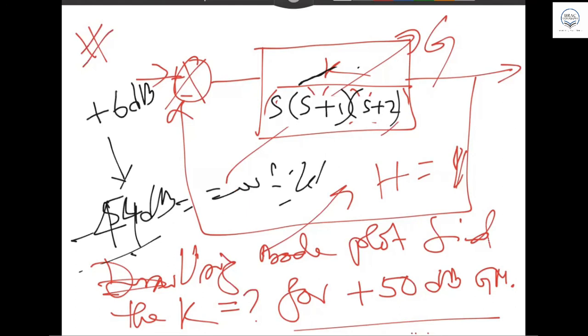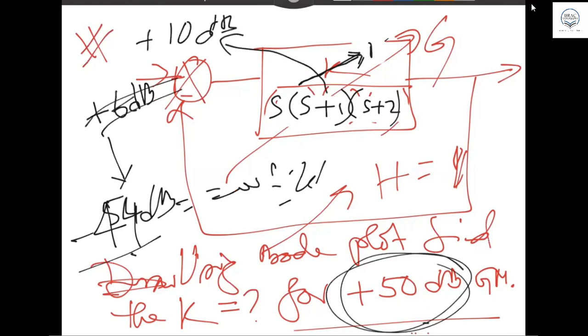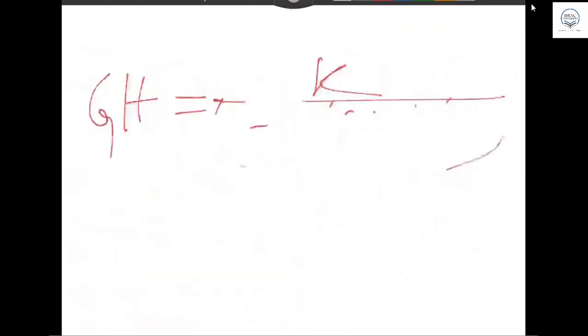The question said you have to find what? Positive 50 dB. Okay, positive 50 dB you are asked. If you consider K equal to 1, then you get 10 dB, and your question is 50 dB. So what to do? Another 40 dB up or down? Up.